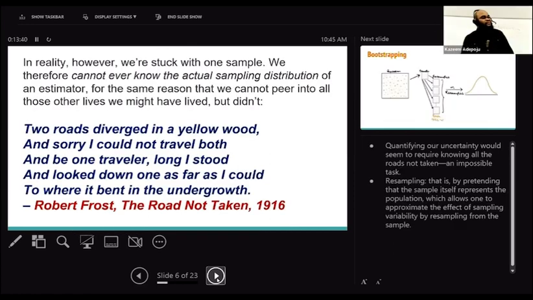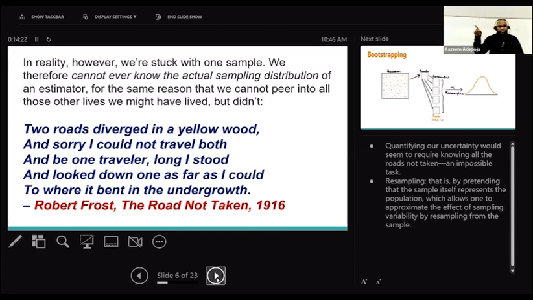Take a look at this. In reality, however, we're stuck with one sample. Don't forget. We therefore cannot ever know the actual sampling distribution. There's no way to know it. Because if you really want to know the actual sampling distribution, you need to take all possible samples from the population. Do you have time for that? When you take all possible samples from the population, you have defeated the purpose of taking a sample in the first place. Because in the first place, you want to run away from studying everybody in the population. Don't forget you are limited by budget.